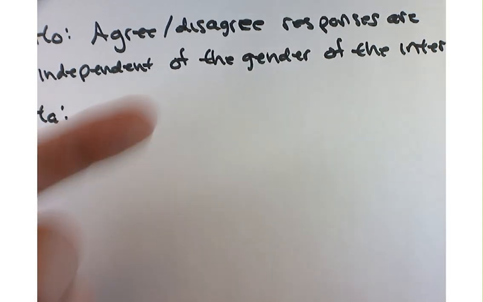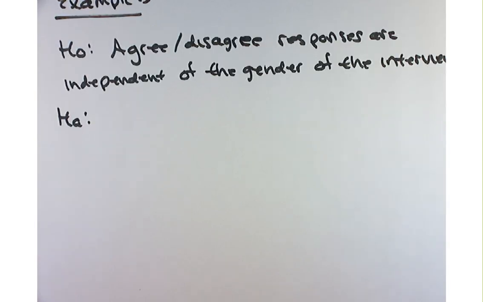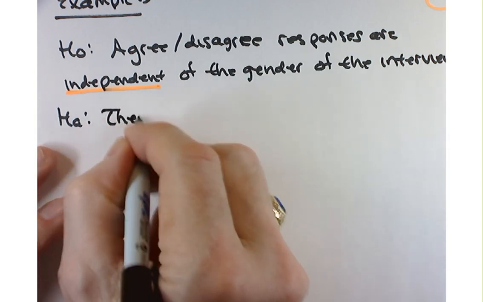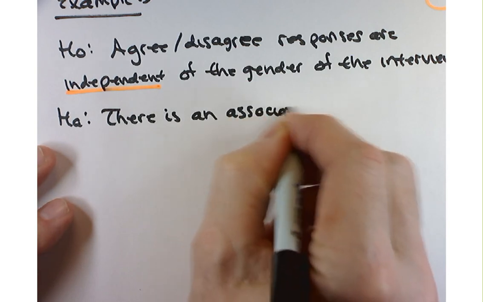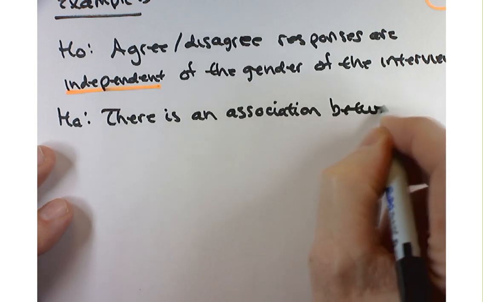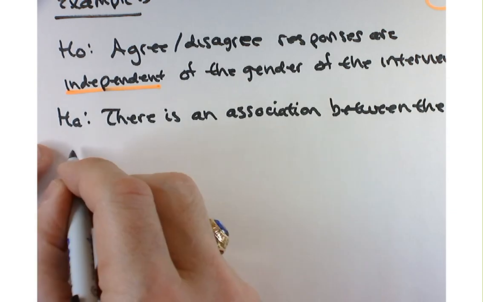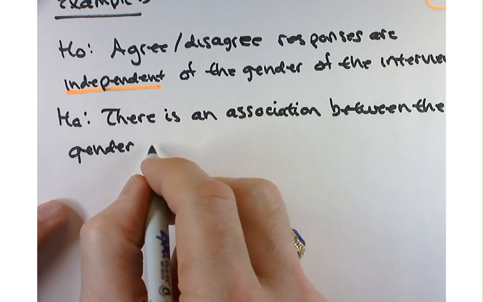So again, you're explaining what each row and column represents, and then we're going to go to it and add in that word that I want to see, independent. For the alternative hypothesis, it's just that there's an association. There is an association between the gender of the interviewer and agree/disagree.